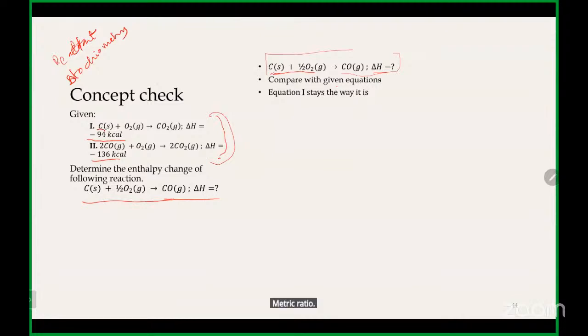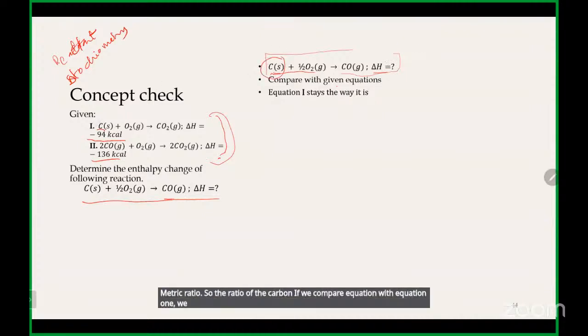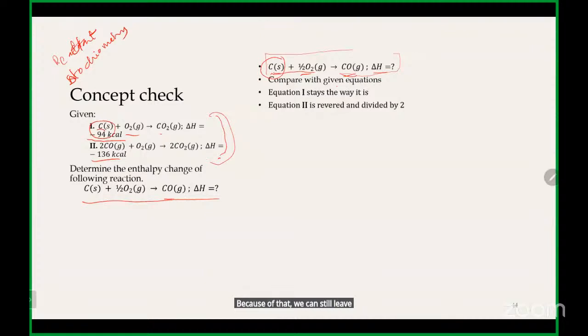So the ratio of the carbon. If we compare the given equation with equation 1, we have carbon, oxygen. Okay, so we have CO here. CO is not here, so we look for where we have CO. Because of that, we can still leave equation 1 the way it is.